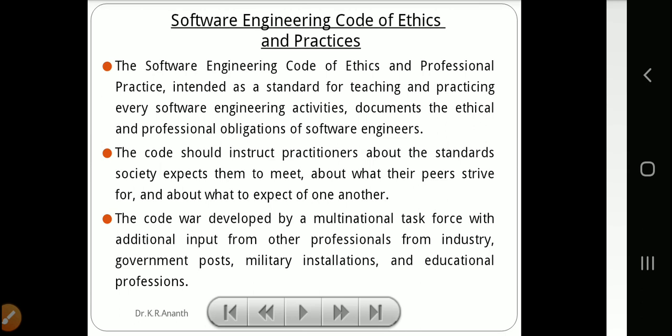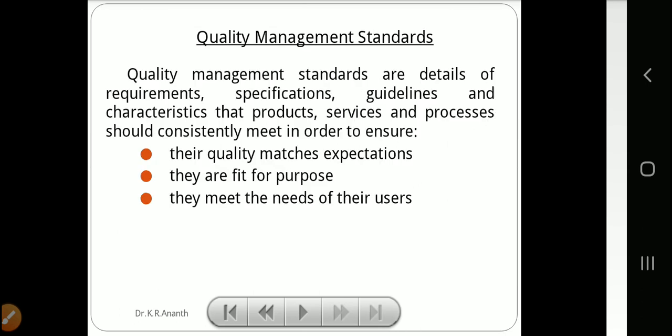Then last, the topic which we are going to discuss related to software engineering activity is quality management standards, which require the detail of requirements, the specification, and the guidelines towards the characteristics focused on the deployment of their product, services, and process, which all ensure that their quality matches expectations, they are fit for purpose, and they meet the needs of their users.